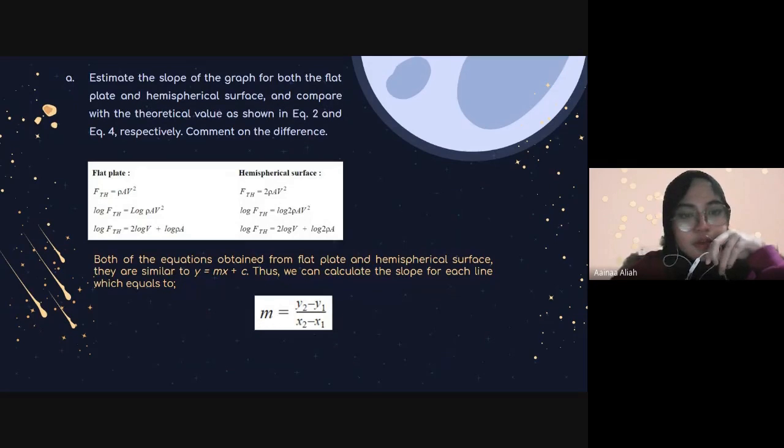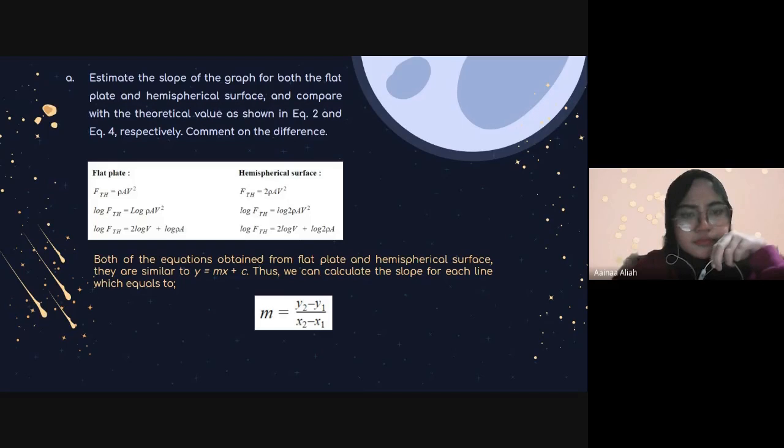So based on the graph, we need to estimate the slope of the graph for both the flat plate and hemispherical surface and compare with the theoretical value as shown in equation 2 and equation 4 respectively. Comment on the difference. So there are two equations, equation 2 and equation 4. Here, F theoretical equals rho A V squared for flat plate and F theoretical equals 2 rho A V squared for hemispherical surface.